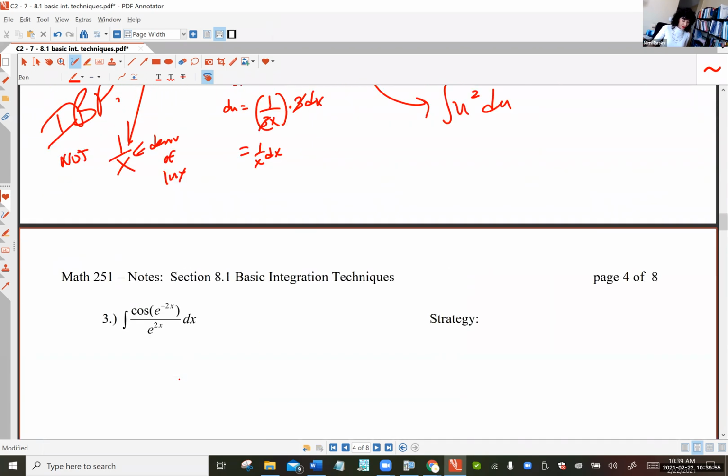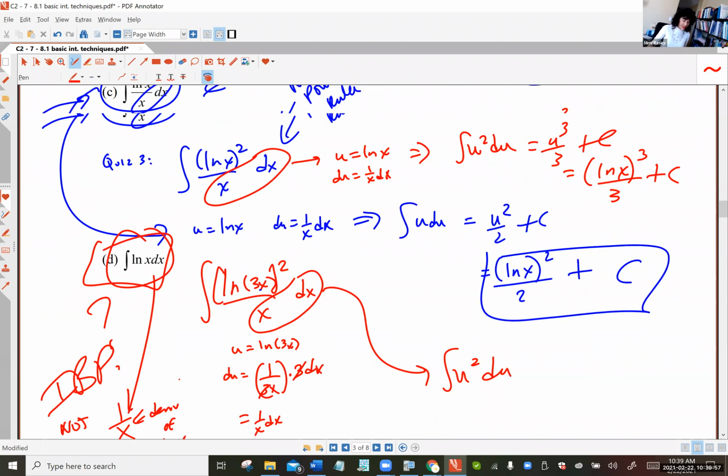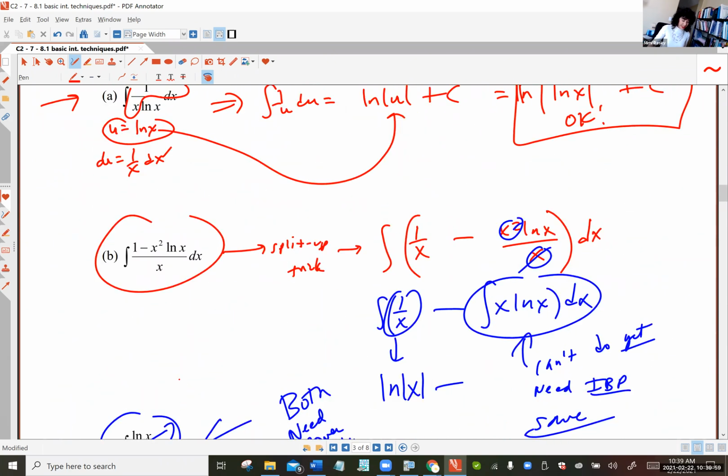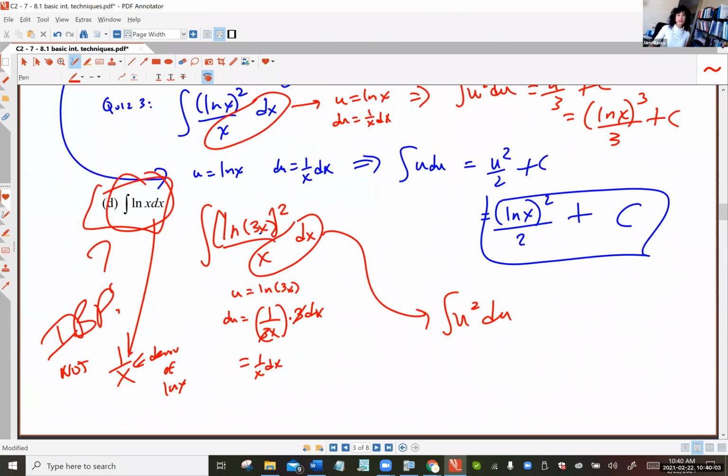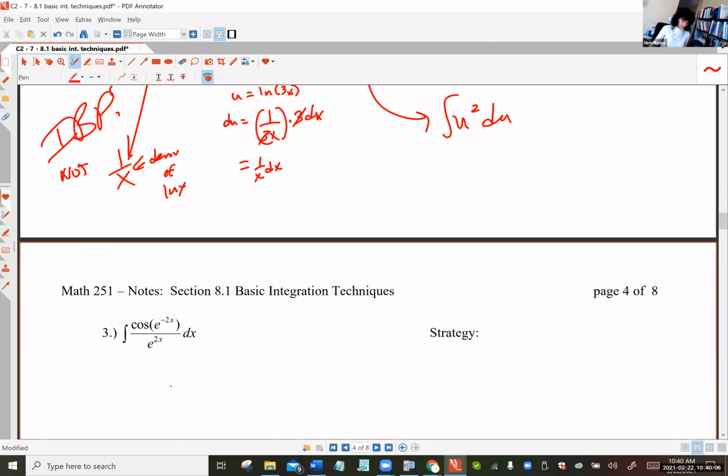So moral of the story, some of the integrals on this last page kind of look similar to each other, but they require different techniques of integration. Okay, so now let's do the next page. Oh yeah, we've got more fun and games here.